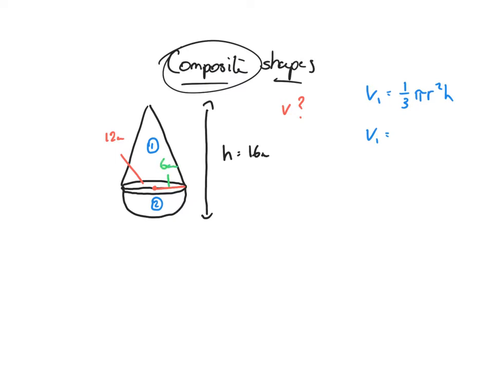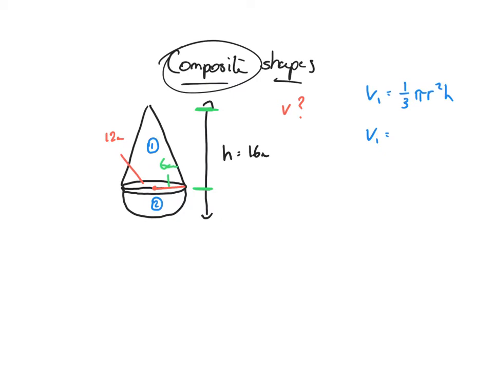Now it's tempting at that point to say the height of the cone is 16. The height of the cone is not 16, the height of the full shape is 16, but the full shape includes both the cone and the hemisphere. The height of the cone doesn't start from there down to there, it starts from there and finishes here. Okay, so the height of the cone is given between here and here. Now we can easily work that out.